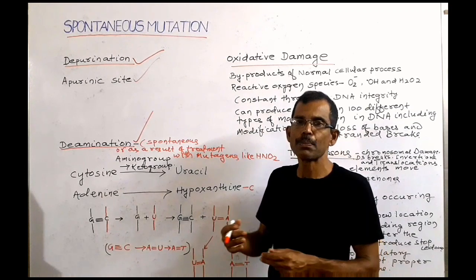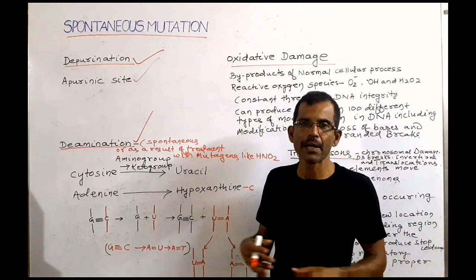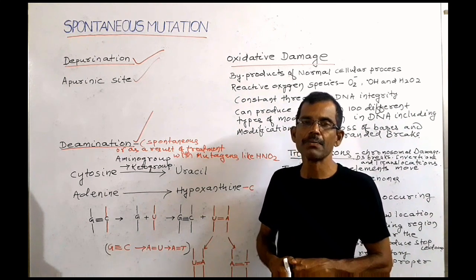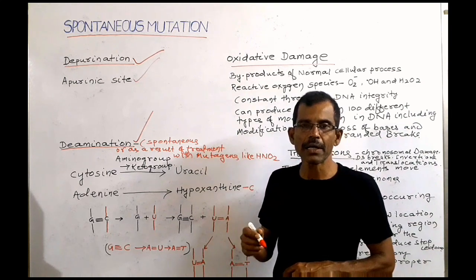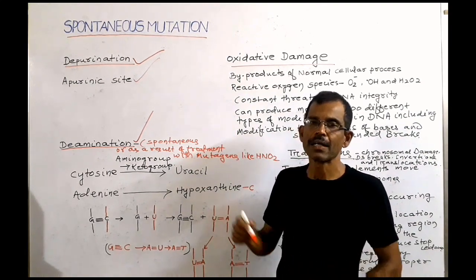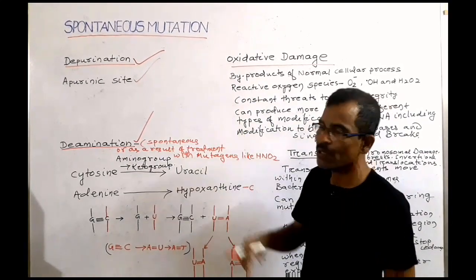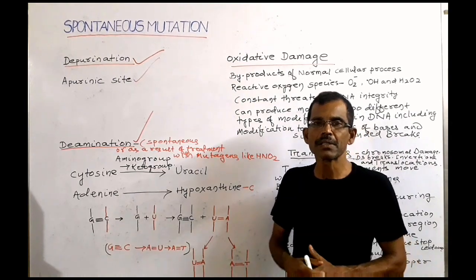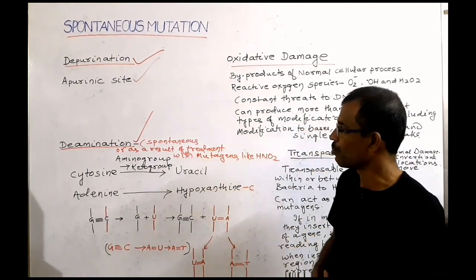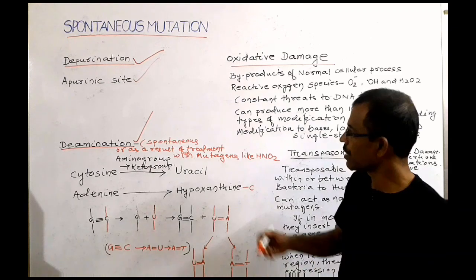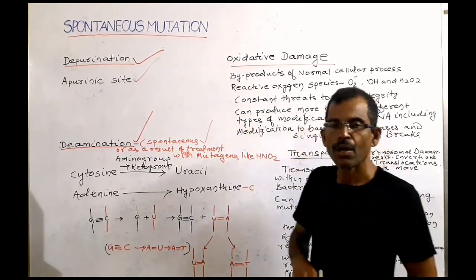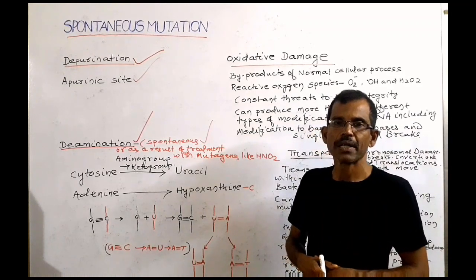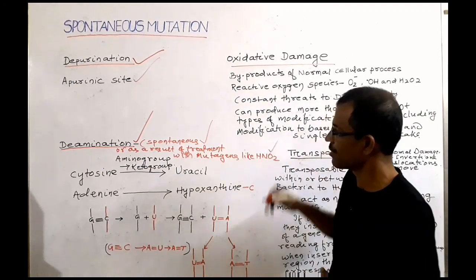And when this apurinic site is not repaired, then during the process of DNA replication, the enzyme DNA polymerase can incorporate a nucleotide at random that increases the chance of spontaneous mutation. What is deamination? Deamination is the loss of an amino group, and the process of deamination can be spontaneous or it can be induced as a result of treatment with certain mutagens like nitrous acid.